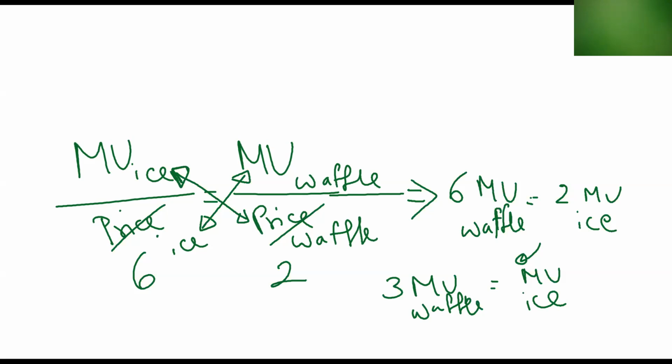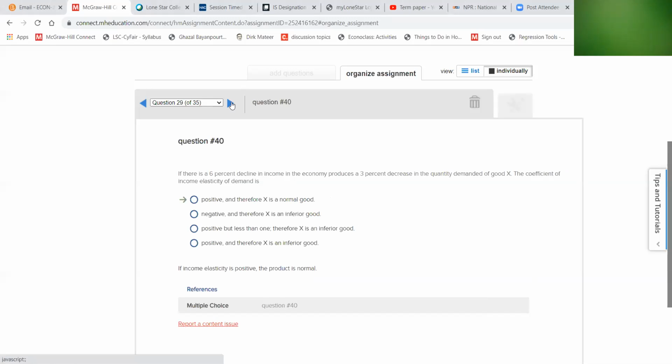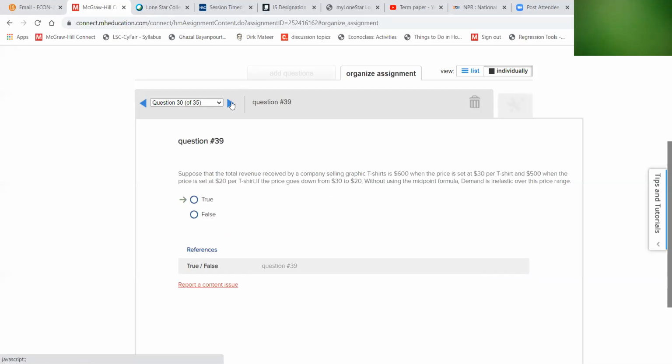Okay, go back to my test. Okay. The next question is again about income elasticity. I already explained that, very similar to the question that I explained to you. We had 2 similar questions to the income elasticity. And for this one, you are going to use the total revenue test to answer this question, because the question says do not use the midpoint formula.